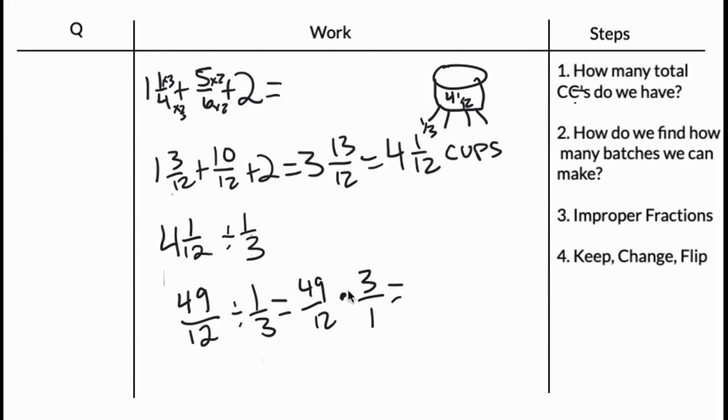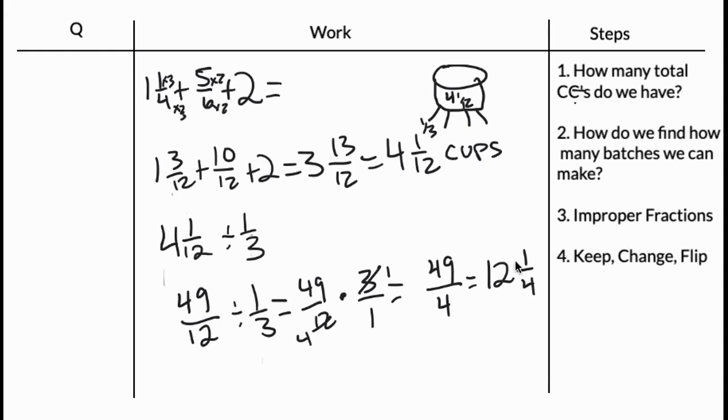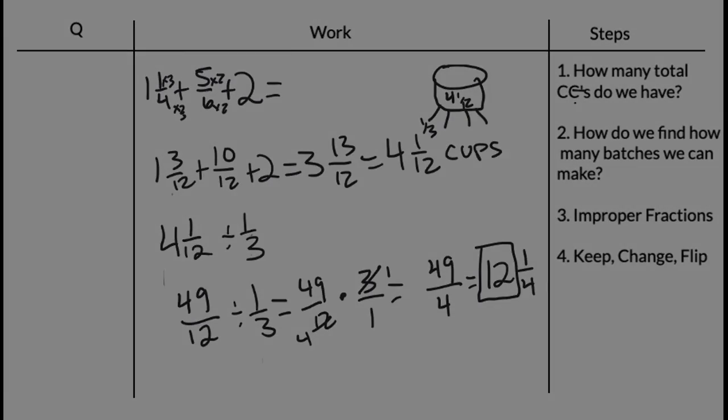So 49 over 12 times 3 over 1, well, now we're just multiplying. We'll go ahead and cross simplify here a little bit, which gives us 49 over 4. 4 goes into 49 12 times with 1 left over, so we get an answer of 12 and 1/4. But let's make sure that we've read the question, because it says how many whole batches of cookies can they make. So the number of whole batches that they can make is actually 12, not 12 and 1/4, because they can make 12 full batches.